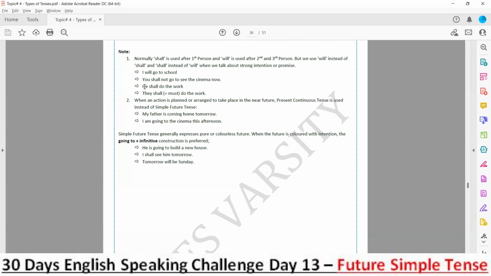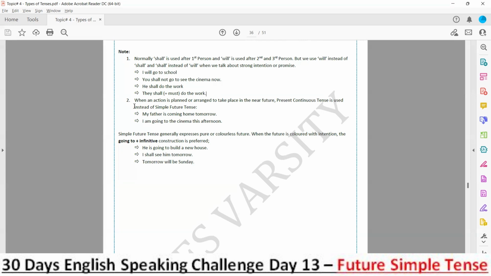Similarly, he shall do the work. So instead of will, shall is used. It is like a strong intention or promise expressed. Similarly, they shall do the work, meaning a strong intention. If it is not a strong intention, if it is simple, meaning simply saying without much intention, then it should be they will do the work. But if strong intention, then they shall do the work or they must do the work.